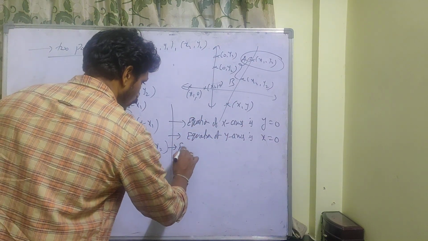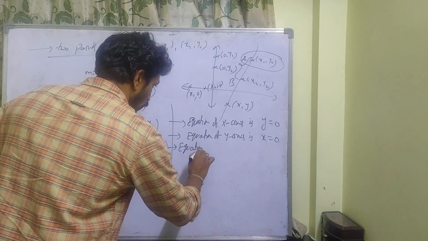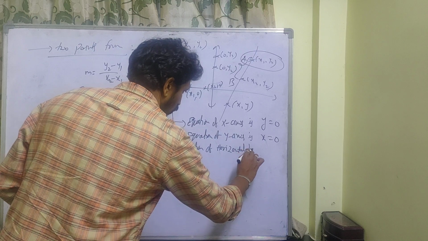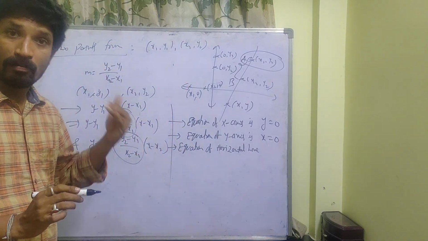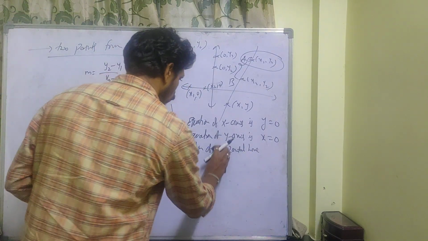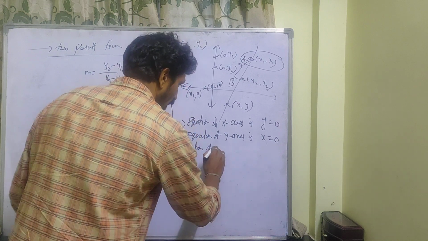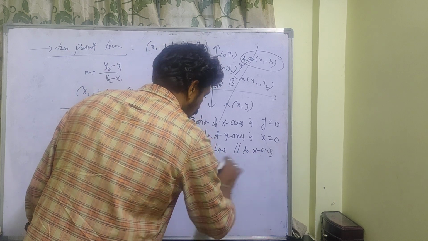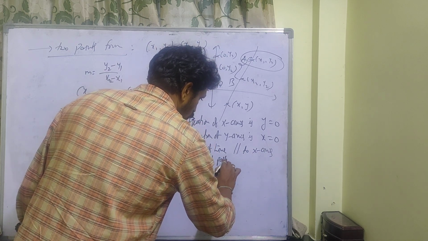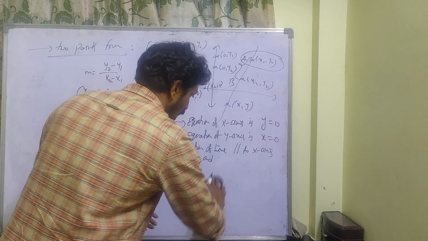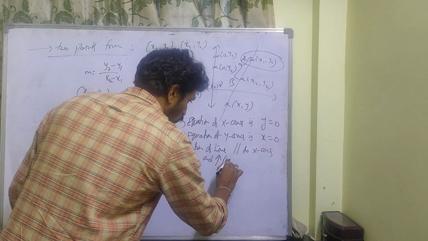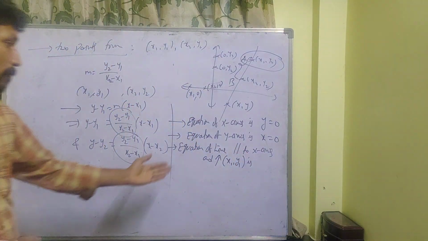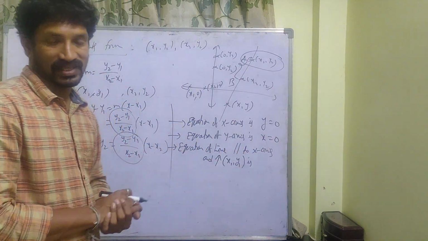Next one is the equation of a horizontal line. A horizontal line is parallel to the x-axis. This is better: you go for the equation of a line parallel to the x-axis and passing through some point (x1, y1). Passing means I give an arrow mark. Passing through some (x1, y1) is the equation of the line parallel to the x-axis.